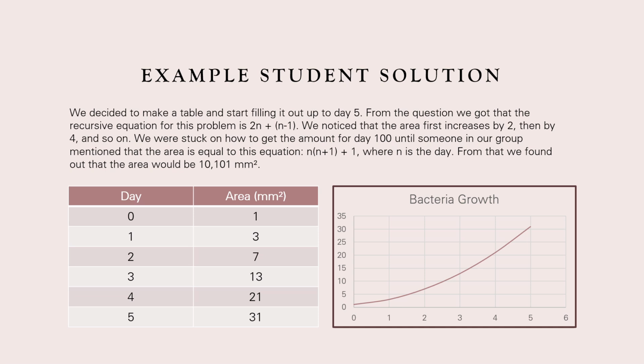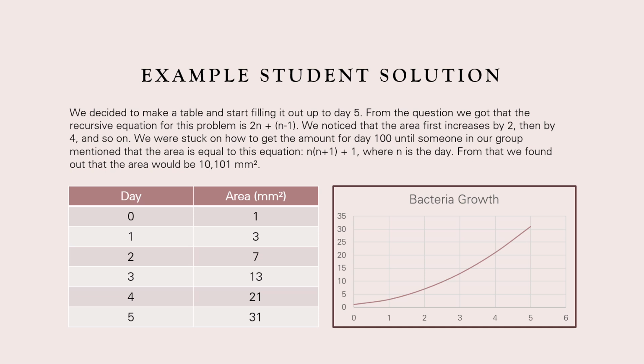The students decided to make a table and fill it out according to the recursive formula they found, which is 2n plus n minus 1. They successfully found that the area on day 5 is 31 millimeters squared. They then mentioned that the area increases by 2, then by 4, and then so on. They also made a graph that displays the values that they found.